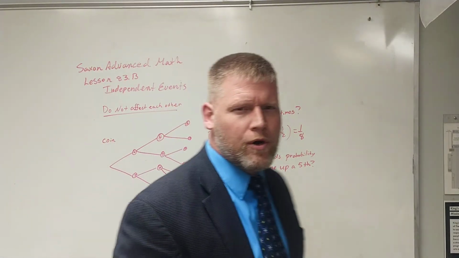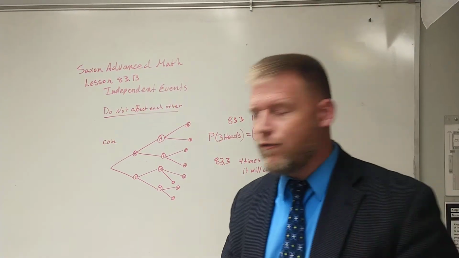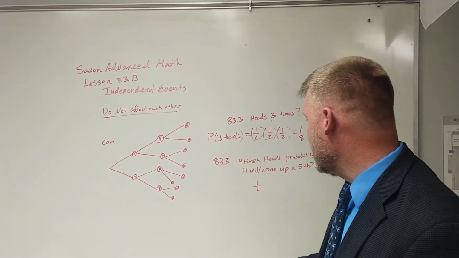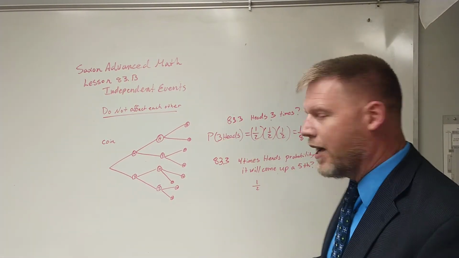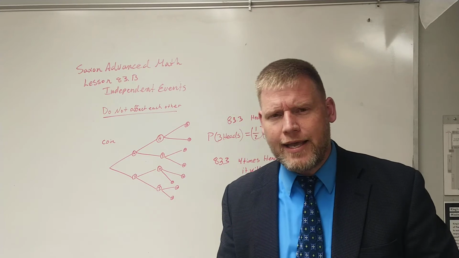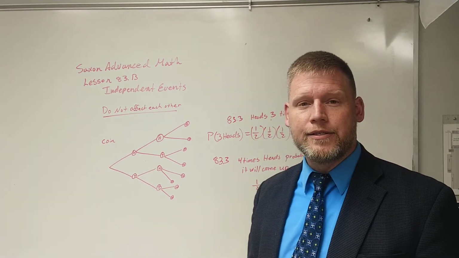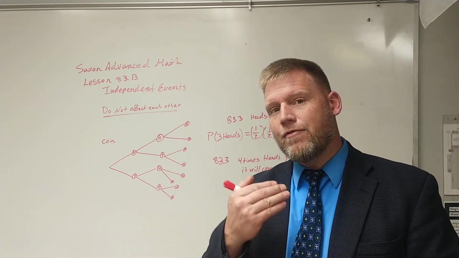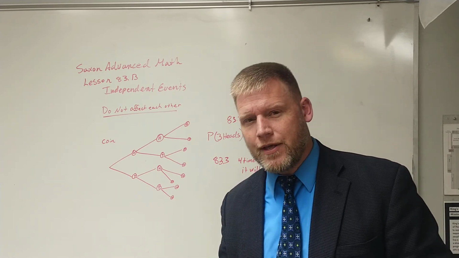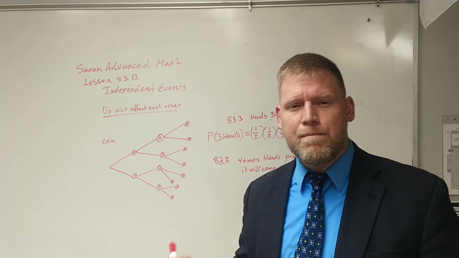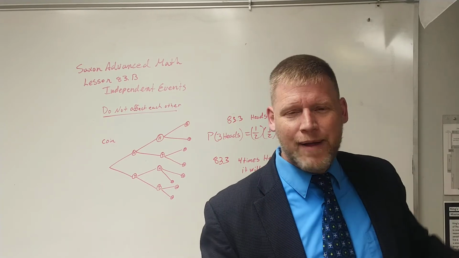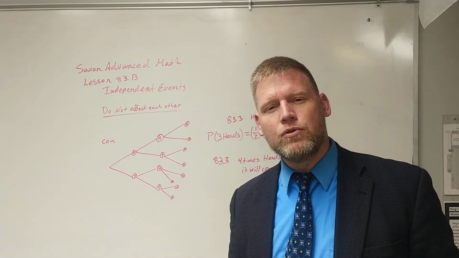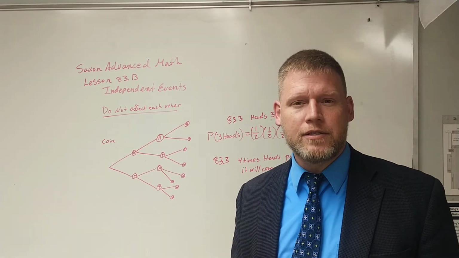But if I reworded the question and I said, I've already flipped the coin, this is example 83.3, I've already flipped it 4 times, what's the probability I get it a 5th time to land on heads? Well, I've already done it 4 times, but because every event is independent of the other events, it doesn't matter what has already happened in the past, it's still a 1 in 2 chance of it happening the next time.